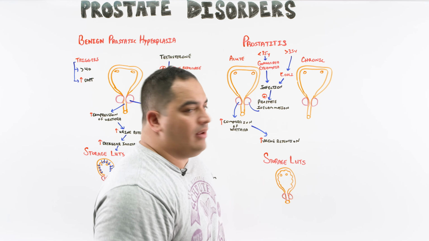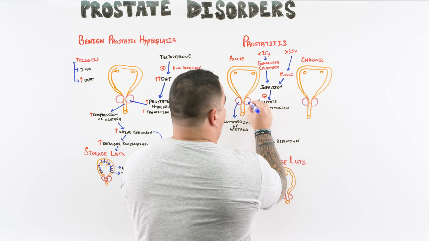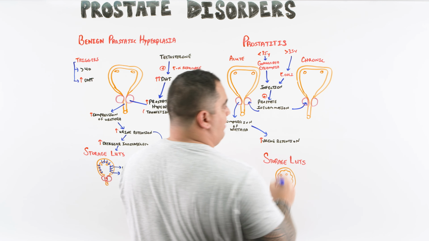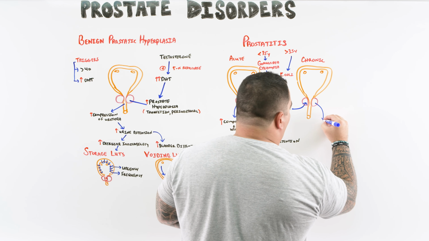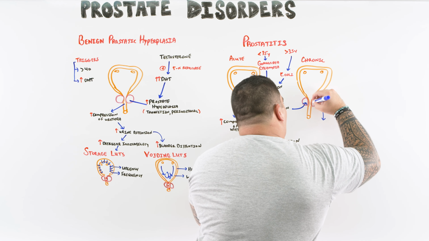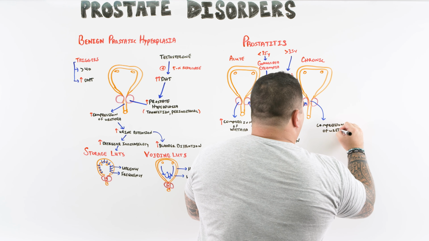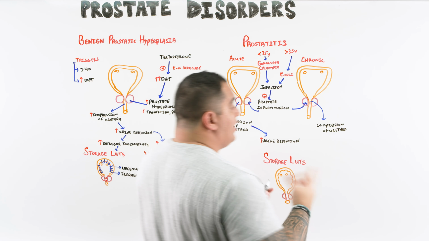So what about chronic? It's actually the same exact thing. You'll still get prostate inflammation here, and you'll still get some degree of compression of the urethra. It's not as intense as in an acute state, but it is present.